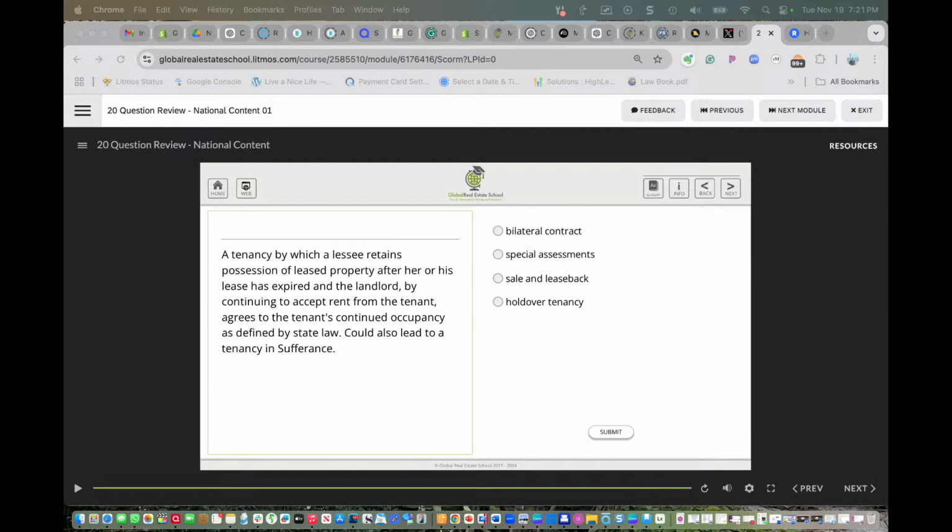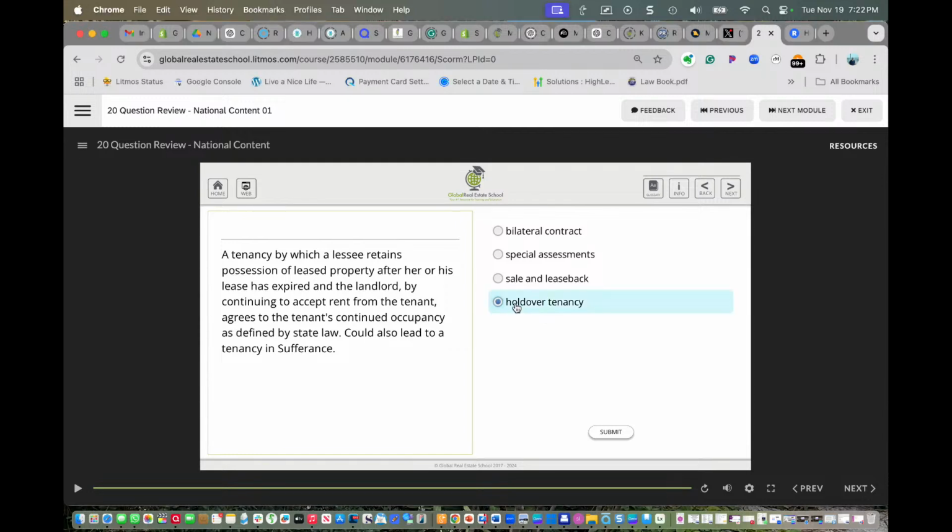So this question talks about a tenancy by which a lessee retains possession of leased property after her or his lease has expired. We call that a holdover tenancy, okay? And it's continuing to occupy the premises. Could also lead to a tenancy in sufferance. Well, we call that a holdover tenancy, okay? So that's a holdover tenancy.